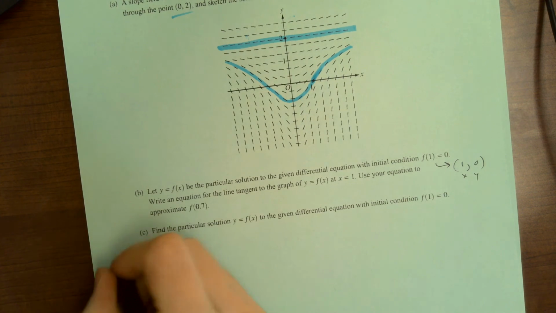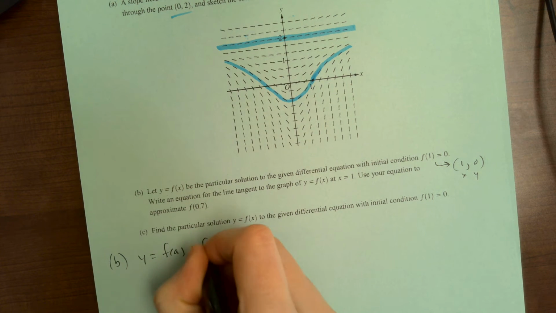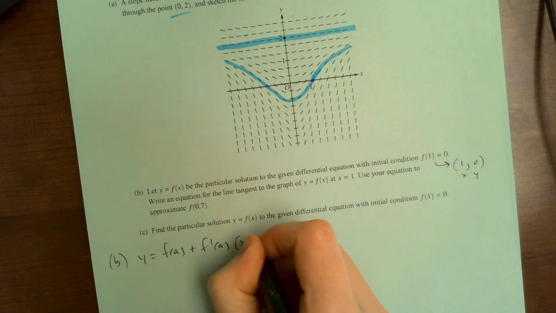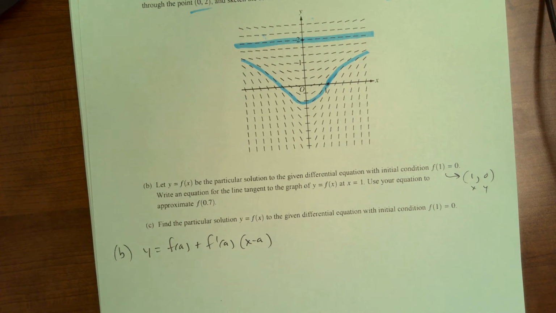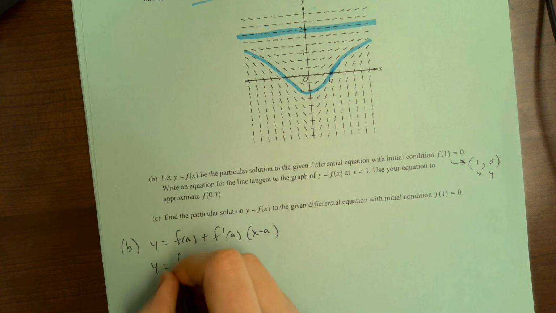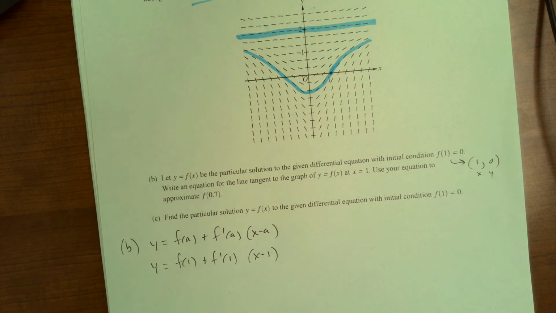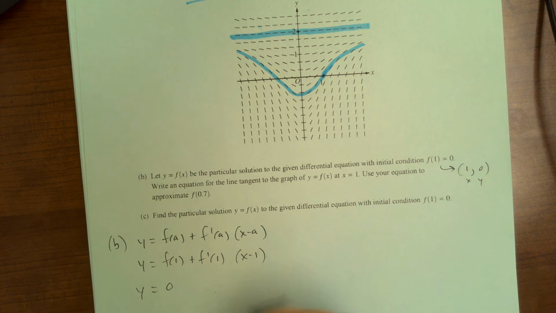So you need to know this formula, y equals f of a plus f prime of a, x minus a. That's the equation of a tangent line. And in this case, we're plugging in f of 1. Okay, now f of 1 is 0. We know that from here.